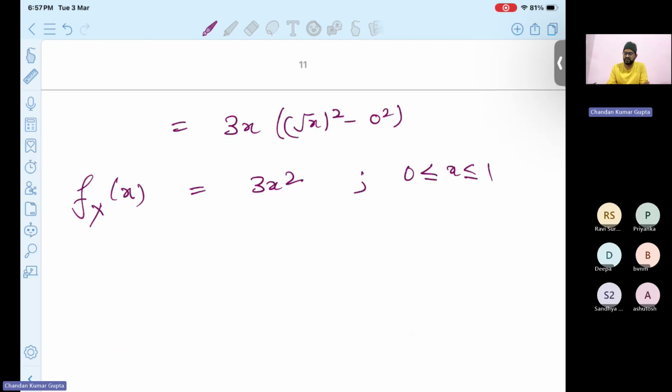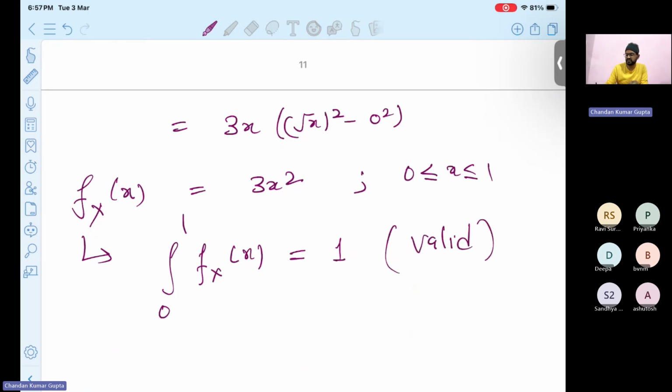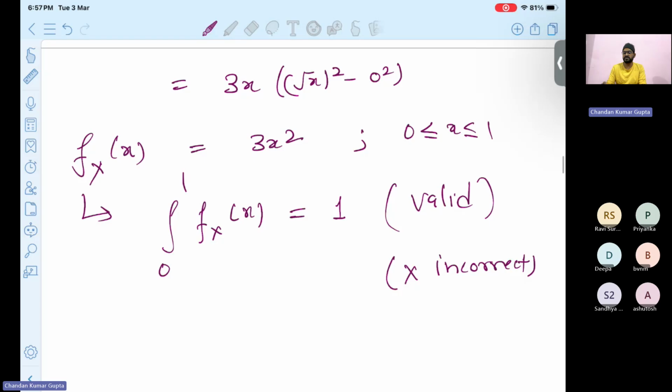Every time, if you have any doubt whether you are performing the right calculation or not, just integrate this value over the range 0 to 1. If it comes out to be 1, then it is valid and correct. If not, then it is incorrect. So every time, just verify by yourself. Okay, so our marginal is 3x square.